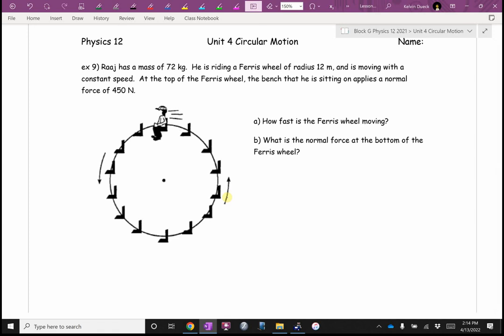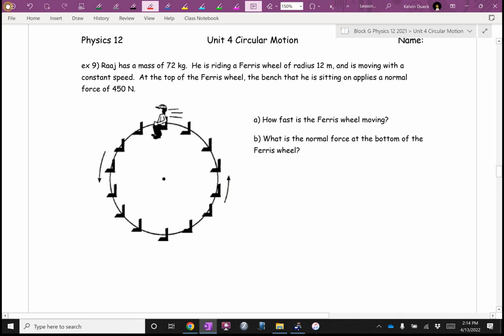Darman, any suggestions on how I might want to start out? I think I'd do a free body diagram. Darman, what are the forces acting on Raj? Get the obvious one. Which way?